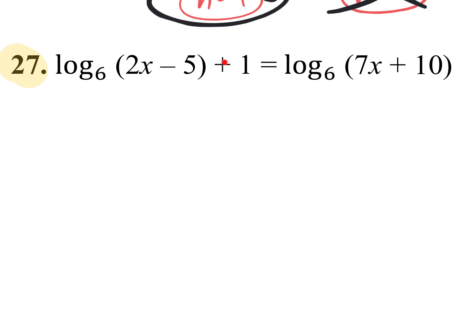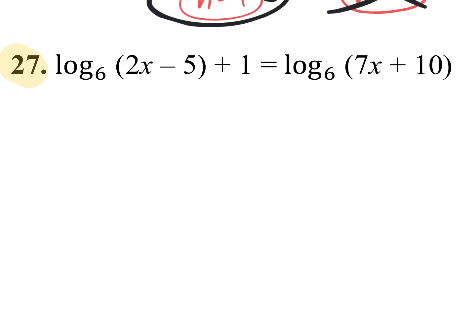If you're thinking product property, you can't really apply it, even though there's a plus sign. Remember, product property has log base 6 of something plus log base 6 of something else. Then you could condense it to a single log base 6. But the problem is there is no log base 6 in front of the 1. And you can't raise both sides to become a power of base 6 because of this extra plus 1 right here. So what we're going to do is move the log base 6s to be on the same side.